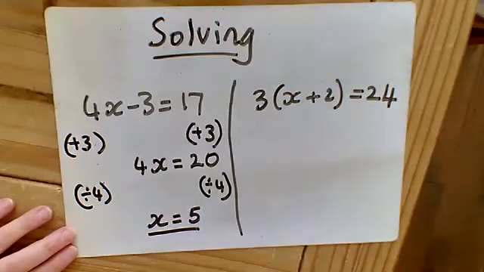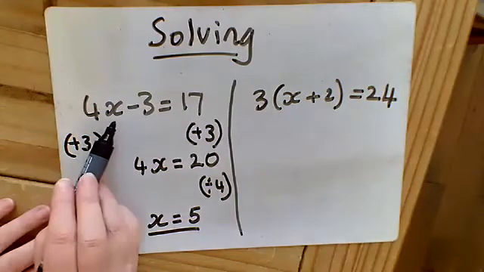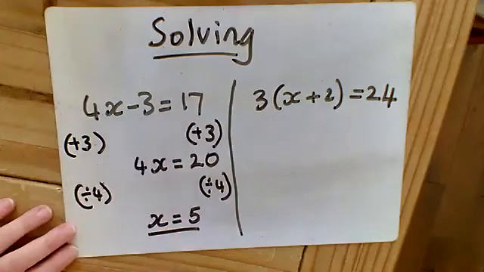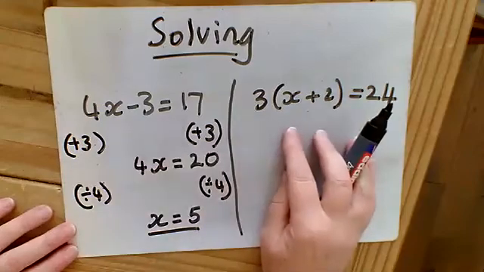I'm just going to pop it back into the original equation now just to check it's right. 4 times 5 is 20, take away 3 is 17. So if there is a check you can possibly do, I'd recommend you do it. Moving on to the next example.